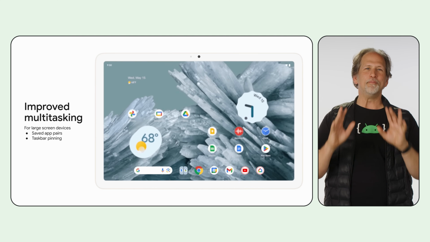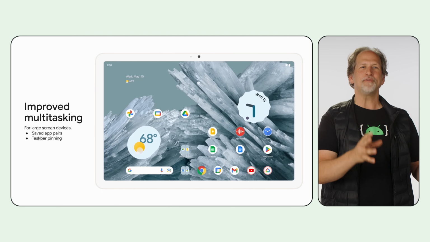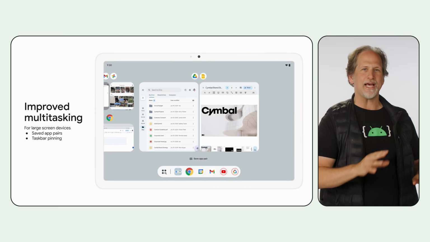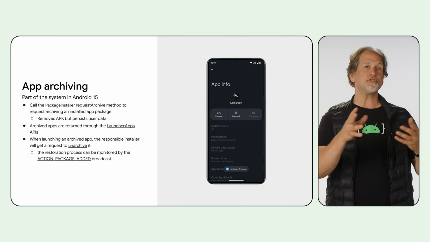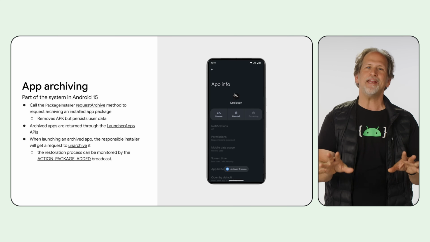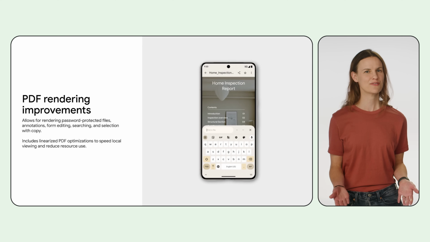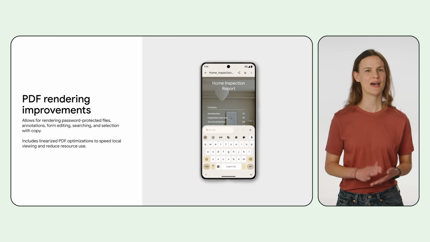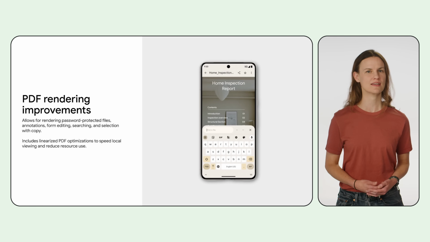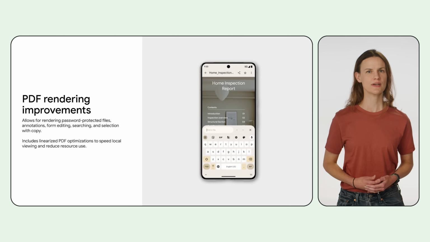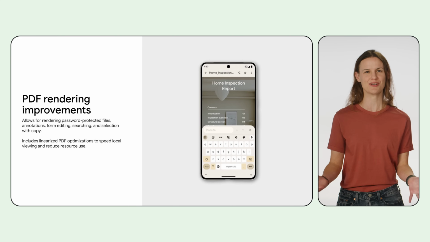Android 15 improves the multitasking experience on large-screen devices by supporting saved app pairs and taskbar pinning. It adds platform support for app archiving, allowing users to install and remove your app while retaining their app data. It adds PDF rendering improvements that are supported back to 12 through mainline, so you can now add more advanced PDF functionality to your app with a Jetpack library to help simplify integration further.